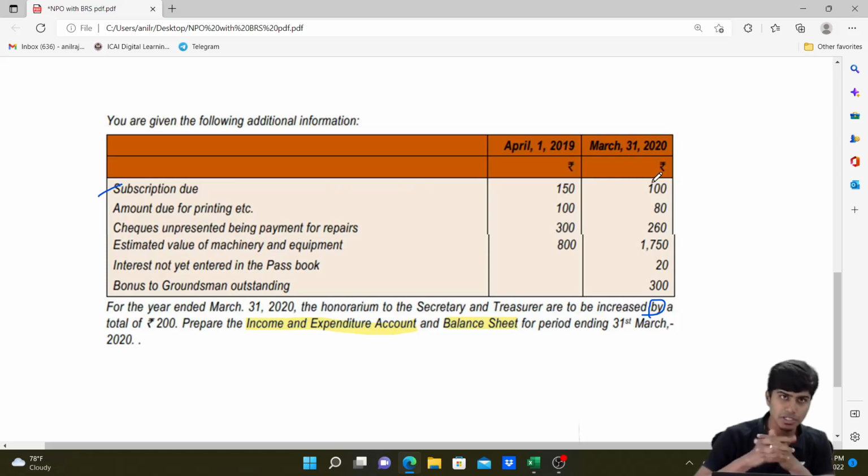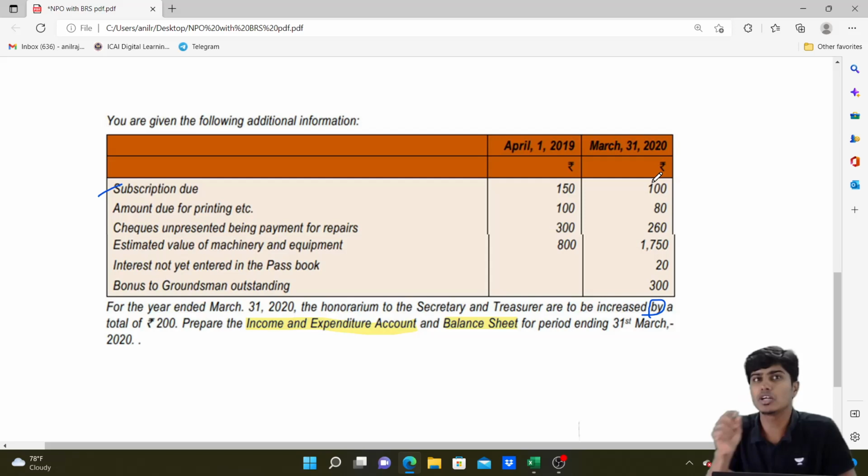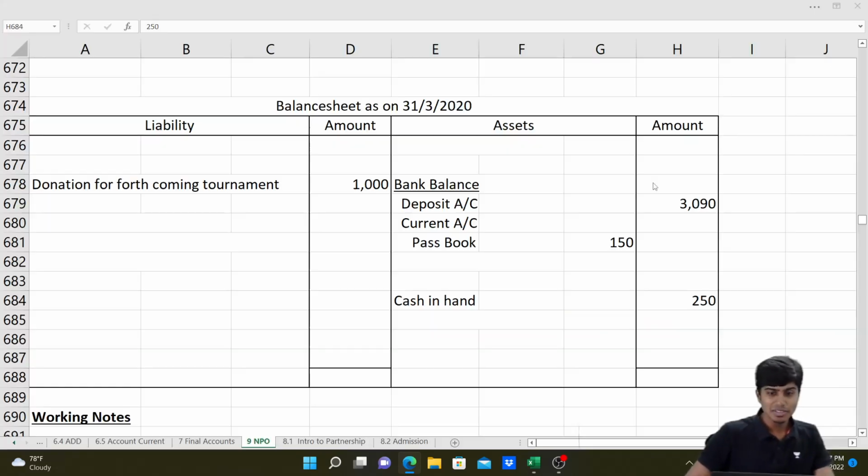So in our subscription account, subscription due is income earned but not received. Any income earned but not received is an asset having debit balance. So we'll write this opening 150 on the debit side, closing 100 on the credit side in our subscription account. And these balances have to be also posted to balance sheets. 150 in the opening balance sheet, 100 in the closing. Shall we write them now?